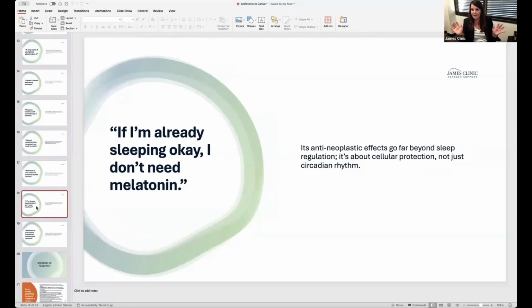I'm already sleeping. I don't need melatonin. Again, we're not using it for sleep. It does regulate your circadian rhythm, but we're using it for that antioxidant, that cellular protection, that cleaning up the damage inside the cells. So there's a purpose beyond just you sleeping.